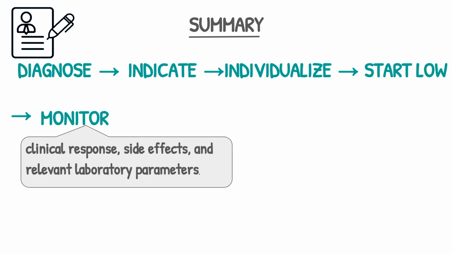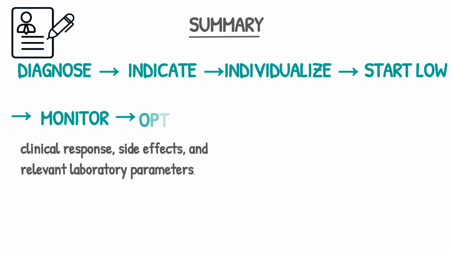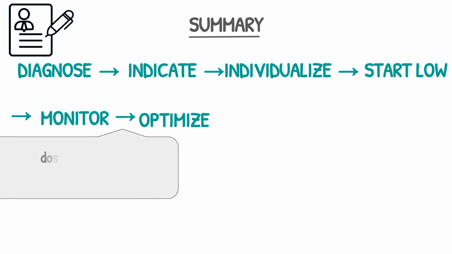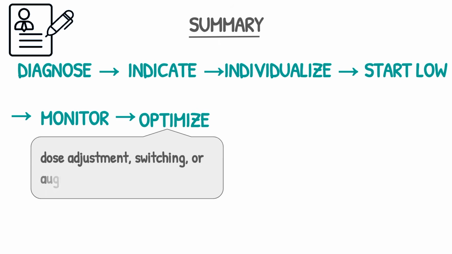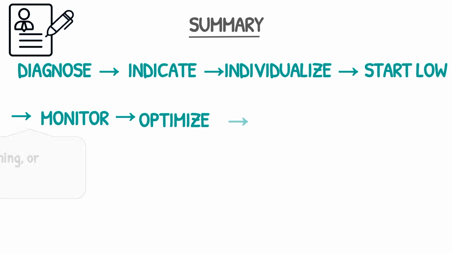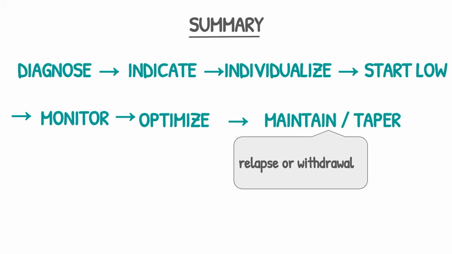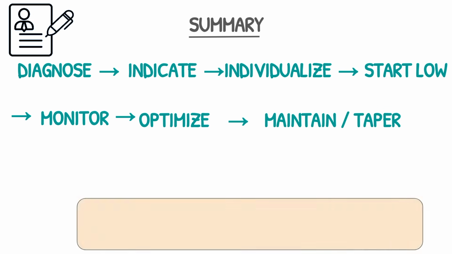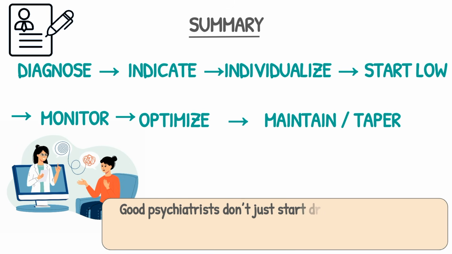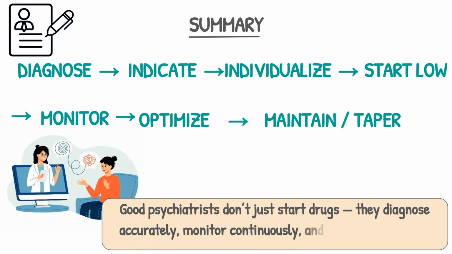If response is inadequate, reassess the diagnosis and optimize treatment by dose adjustment, switching, or augmentation, based on evidence and guidelines. Once stable, continue treatment for the recommended duration. When stopping, taper gradually when needed and monitor closely for relapse or withdrawal. For exams and practice, remember this line: good psychiatrists don't just start drugs. They diagnose accurately, monitor continuously, and stop safely.